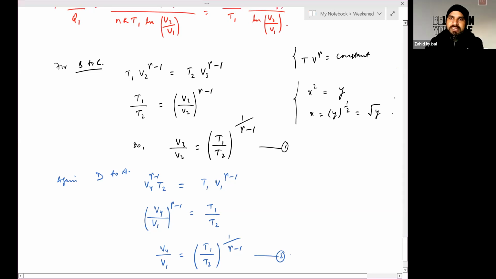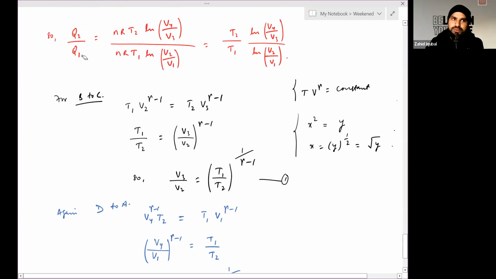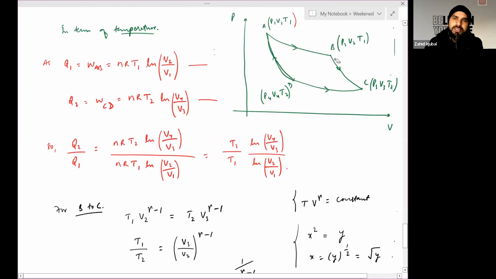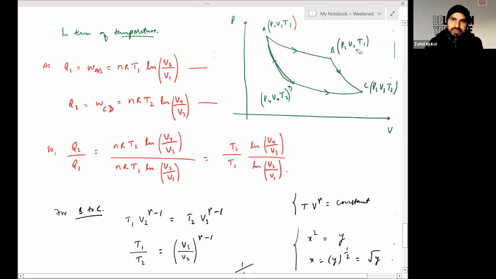In the last class, we derived up to this part, that is Q2 over Q1 equals this expression. So we have to somehow relate these volumes with one another so that this term and this term may get cancelled out. For B to C, according to the graph of the heat engine, at point B we have pressure P2, volume V2 and temperature T1. At point C, we have pressure P3, volume V3 and temperature T2. So we have to relate volume and temperature, since at this point we have T1, T2, and similarly at this point T1, T2.